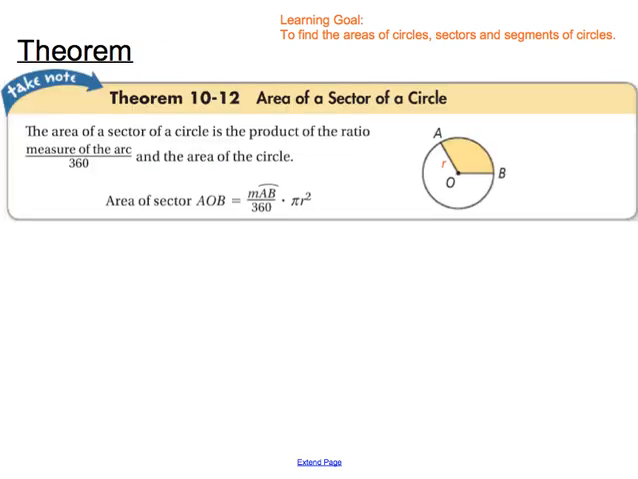Much like we were able to find arc length using a fraction of the circle's circumference, we can find the area of a sector by using a fraction of the area of the circle. Here you can see the area of sector AOB is the measure of arc AB divided by 360, so the fraction of the circle, times the area of the circle, pi r squared.